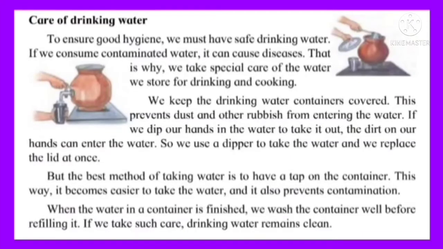So we should use a dipper. You can see in the picture, there is a dipper which is being used to take out water from the pot. So you can always use it and cover the pot with a lid. Now, the best method of taking care of water is to have a tap. If you see the next picture, you can see the same earthen pot, but there is a tap attached to it. Because of the tap, you can prevent the water from getting contaminated.